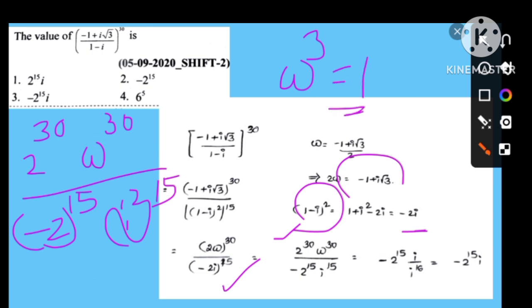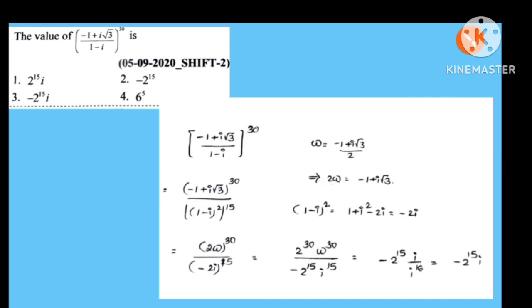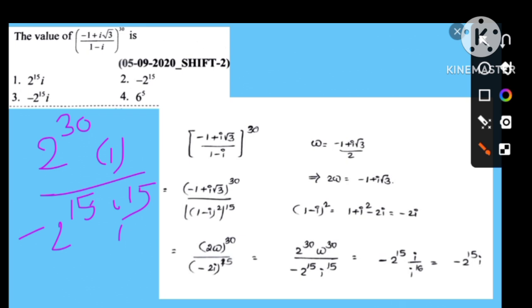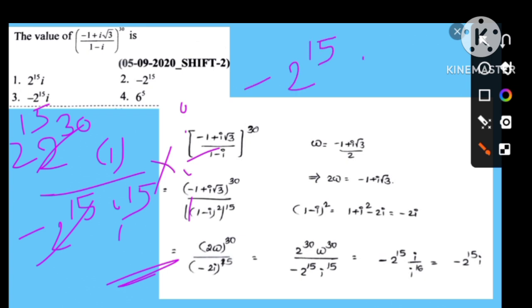By i^15. What is the i^15 value? See here, the next step is 2^30 into 1, since ω^30 is equal to 1, by -2^15 into i^15. Okay, now cut the values. You get 2^15 at the numerator and 1 by i^15. Now I am applying i by i to this one, like that. Okay, then you get -2^15 into i by i^16.